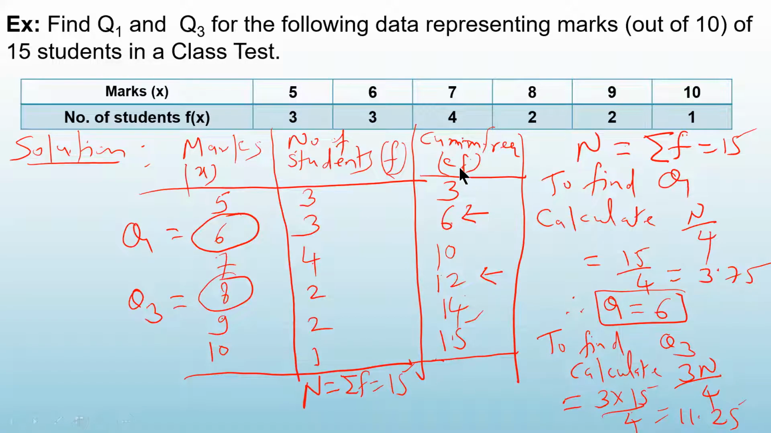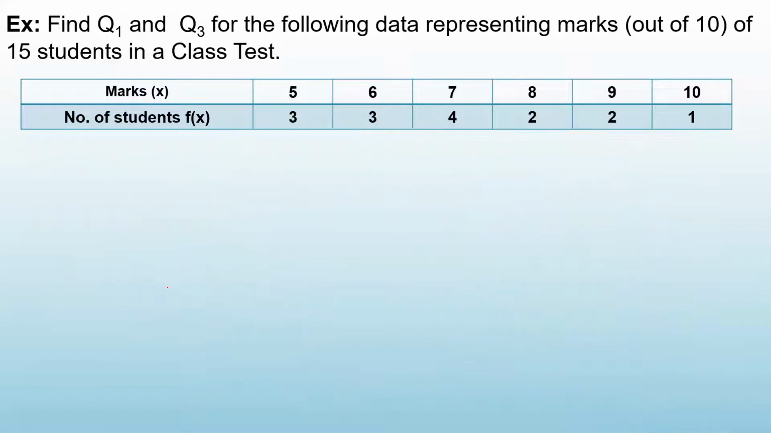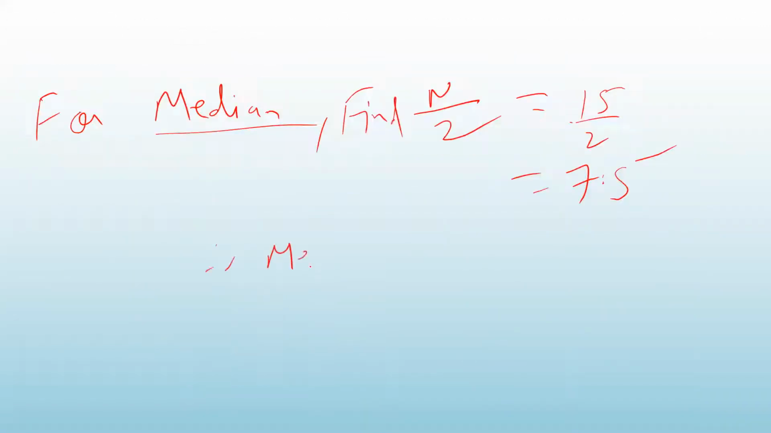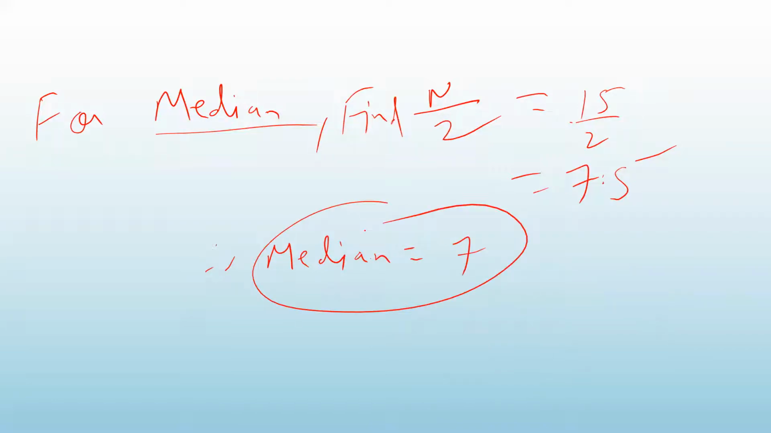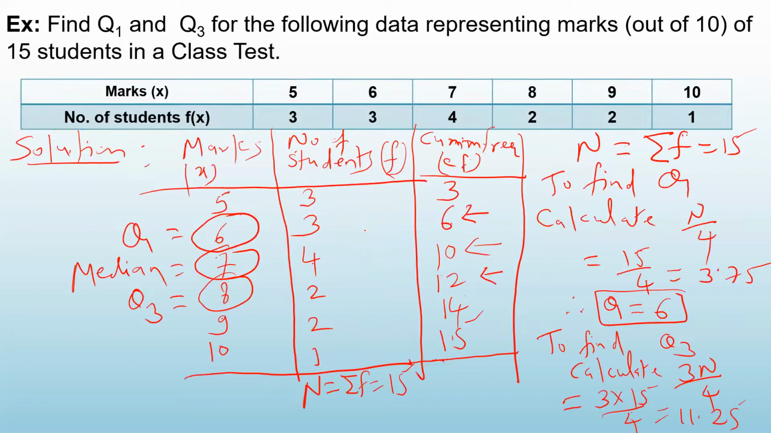Okay, then you have to go back to the table. Look at where you are getting bigger than 7.5. 10. Correct? Put an arrow. And it is for what? It is for 7. So this 7 is what? It is median. Okay. So median is equal to 7. I hope you have understood. Now, if you have understood this, then only we can proceed further.